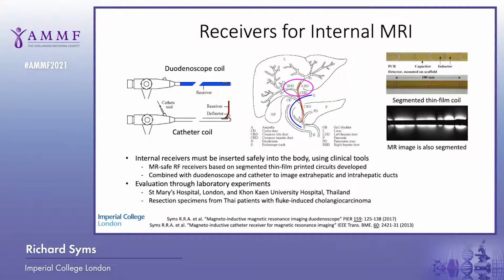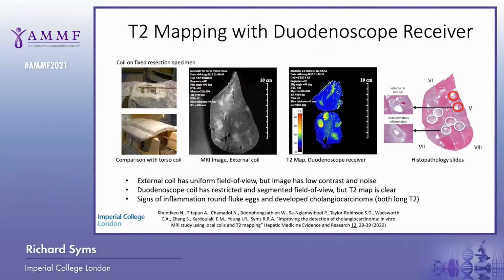Now, we haven't used these coil systems on living patients yet. Their safety is not proven yet. What we're doing instead is working with resection specimens from Thai patients at Concord University Hospital. These patients normally have cholangiocarcinoma induced by liver fluke disease, and they have undergone a resection operation to remove the cancer. And we can look at the specimen either immediately after the operation has taken place or a little time later. So here's an example.